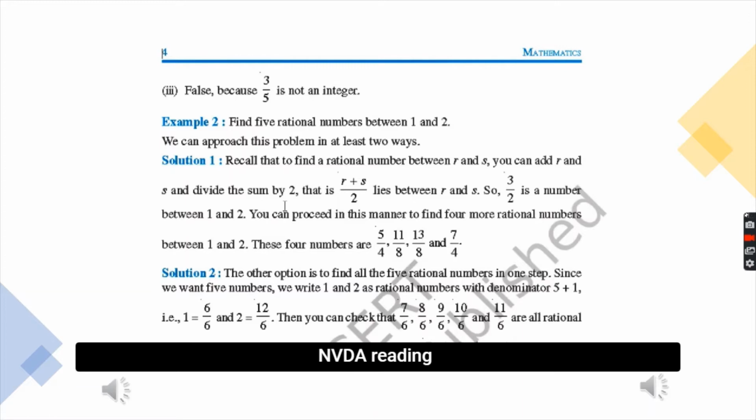Solution 1, recall that to find a rational number between R and S, you can add R and S. Table with 2 rows and 6 columns, row 1 column 1 through 2R. Column 3 plus S. Column 4 column 5 through 6 3. Row 2R column 1 S and divide the sum by 2, that is, R column 2 plus S column 3 2. Column 4 lies between R and S. So, 3 column 5 2. 3 column 6 is a number out of table.